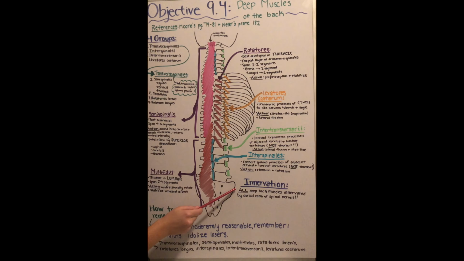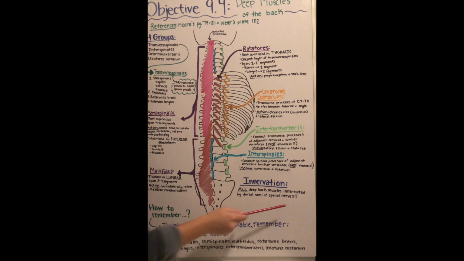Okay, so for innervation, it's really simple. These are all innervated by the dorsal rami of the spinal nerves.